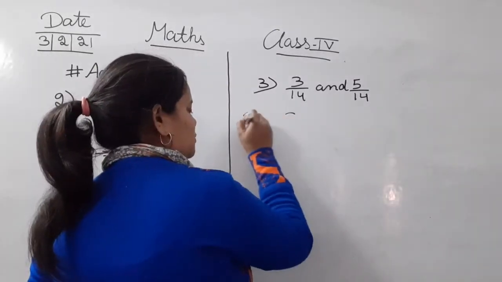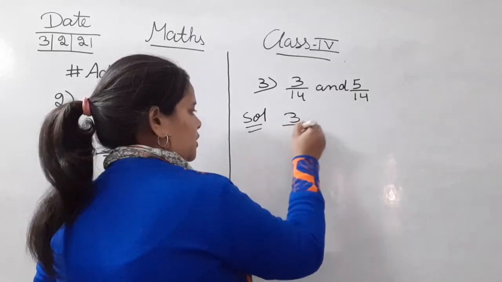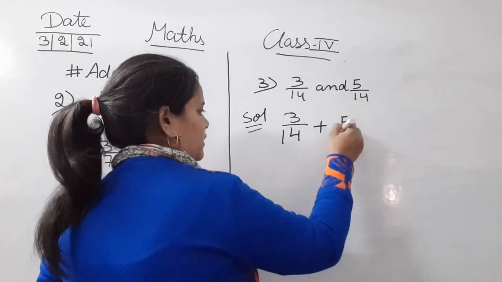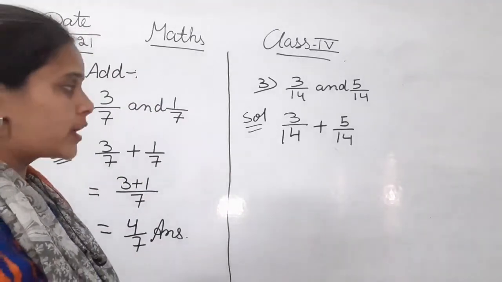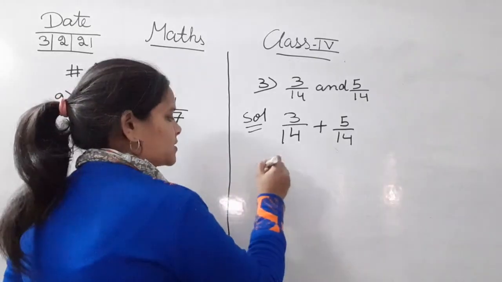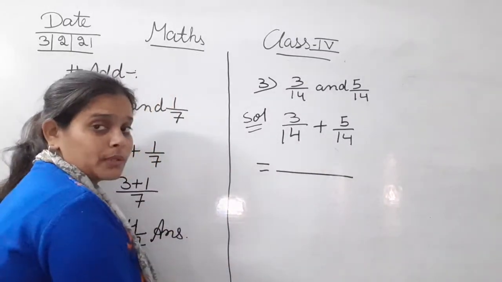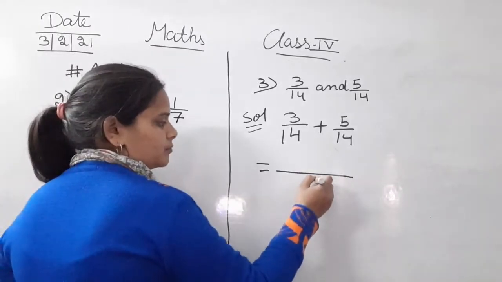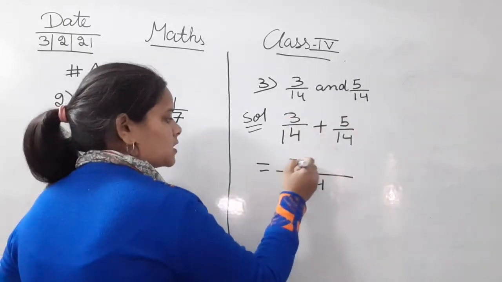So the solution is, first of all we will mention both the fractions with the sign of addition. The two fractions that we have to add, we will write like this by putting the addition sign in between. So 3 upon 14 plus 5 upon 14. Now let's take the common denominator for both of them, as they both have 14 as their denominator. So the common denominator is 14.